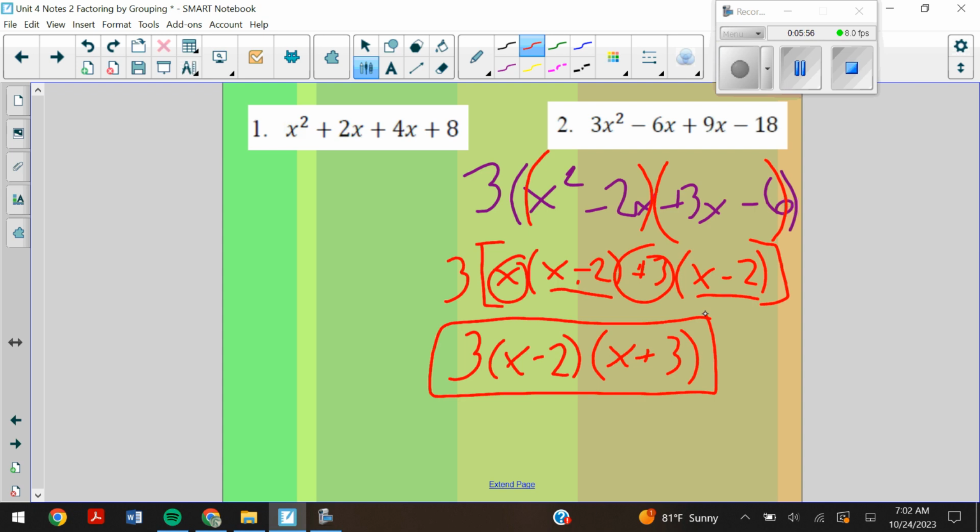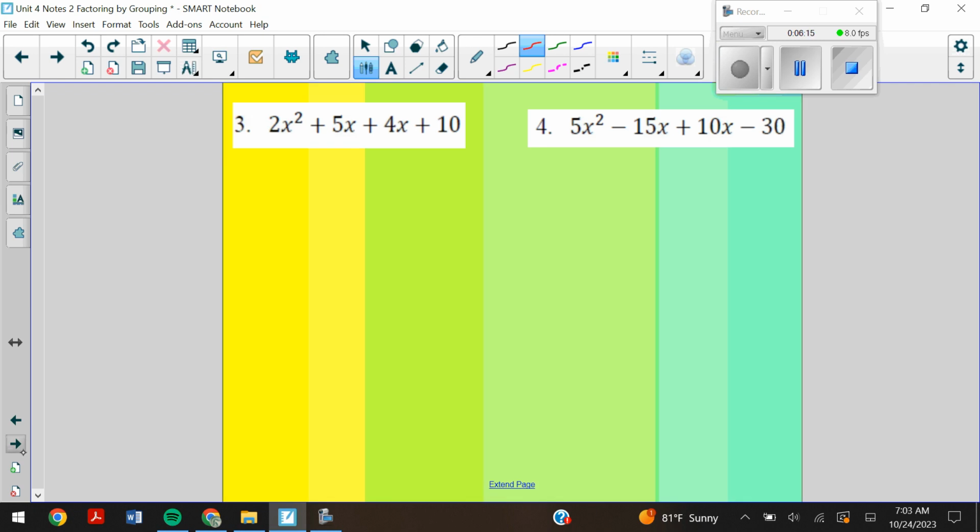Now, if we don't notice that there's a greatest common factor in it, we still can factor that original problem by grouping. But we always want to factor out any greatest common factor with any factoring problems we're doing and make it simpler for us. All right, so let's go ahead and go through our next 2 problems. I want you to pause the video here and take some time to try out problem 3 and problem 4. When you come back, we'll look at those.